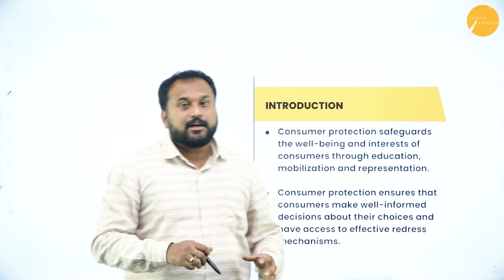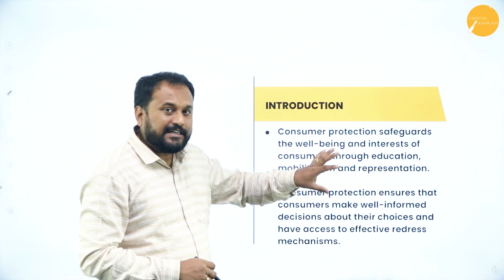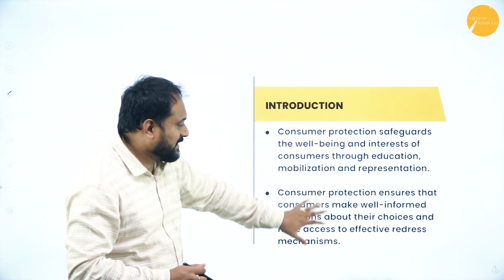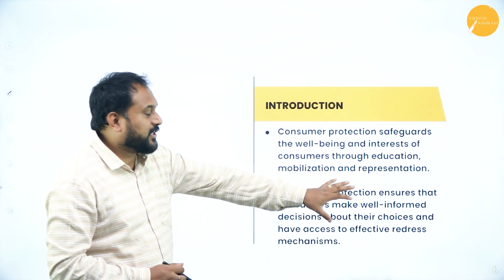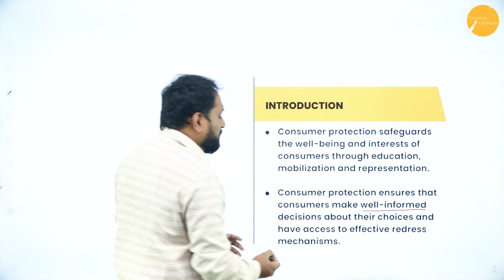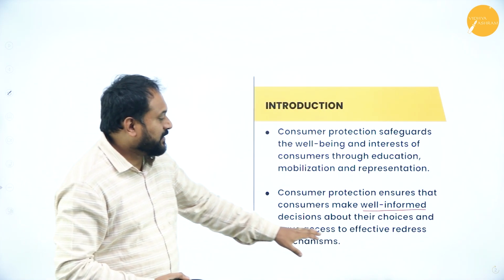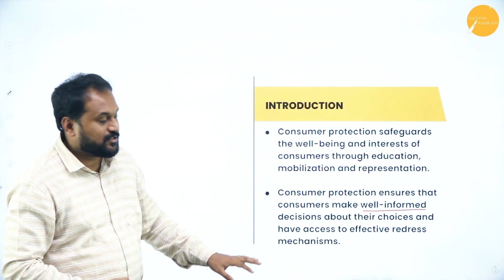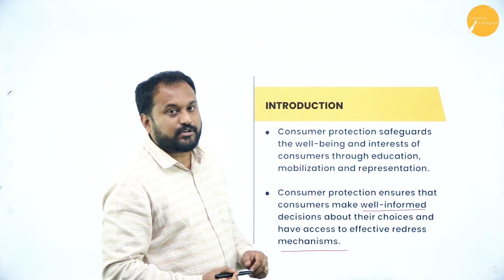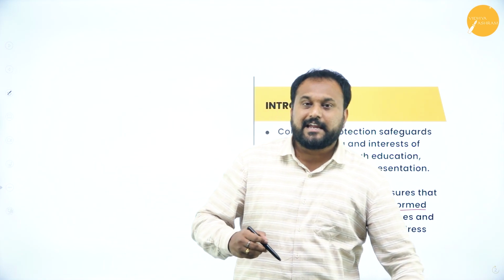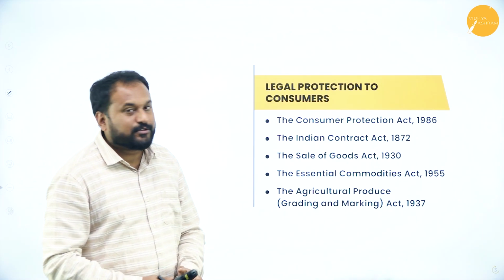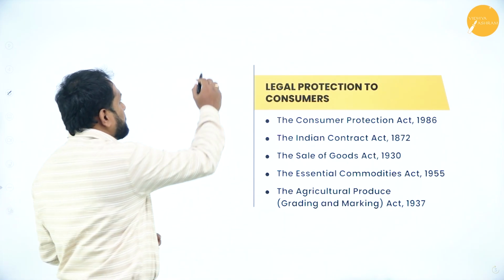Or you can also get a question here: define consumer protection. So you can define it the same way, write the same things. Like here, consumer protection ensures that consumers make well-informed decisions about their choices and have access to effective redress mechanisms. So here, you can take any of these two examples and then you can write it. Legal protections to consumers. This can come for 4 marks.